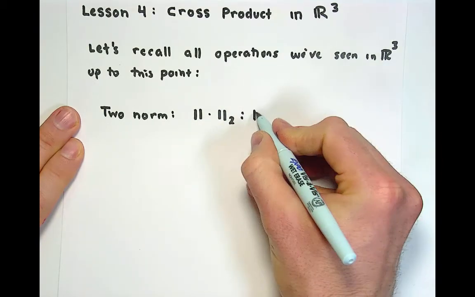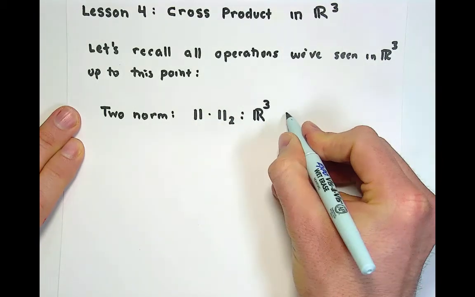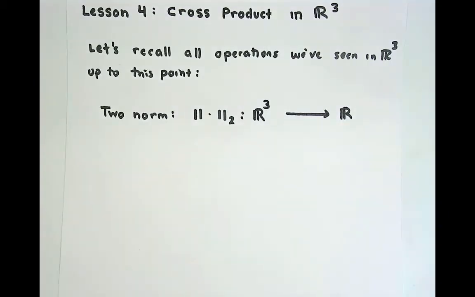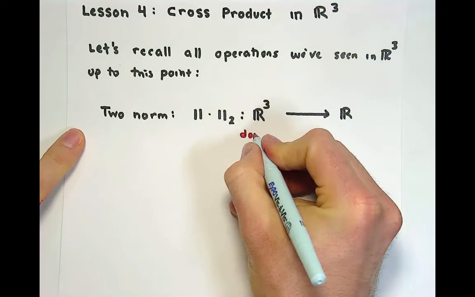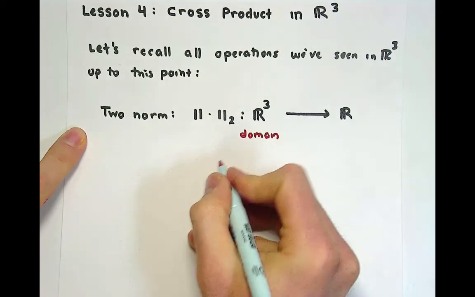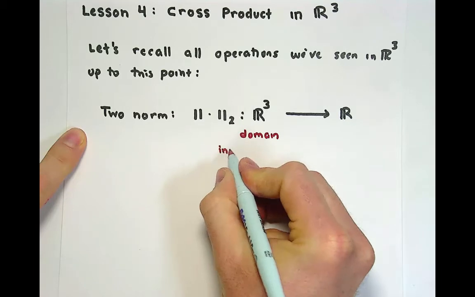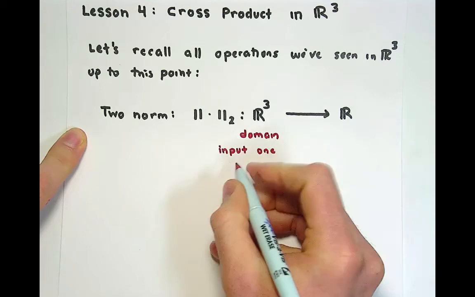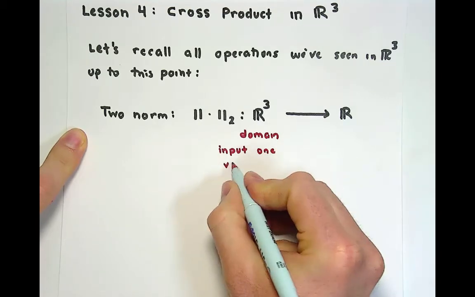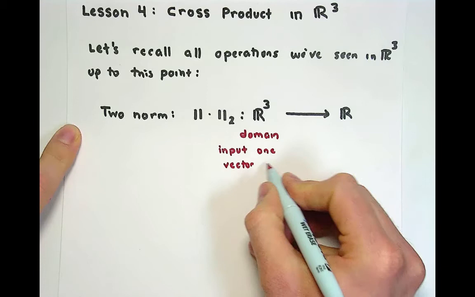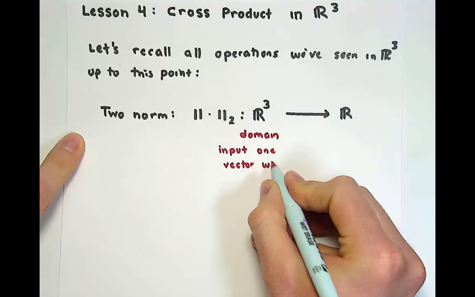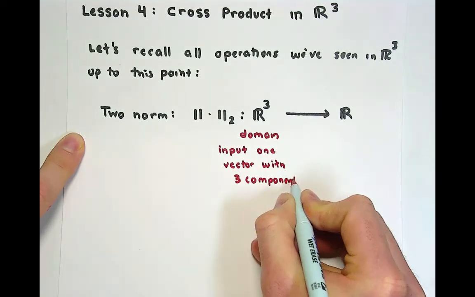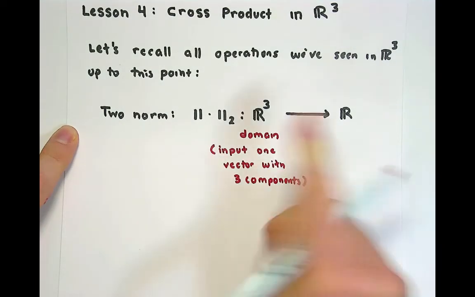The 2-norm went from R3 into R. And what this meant was that the domain of this space was R3, which means that we have a single input, which is a vector with 3 components. So that's what it means when we write that there.